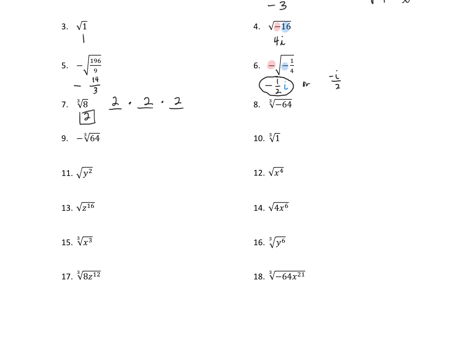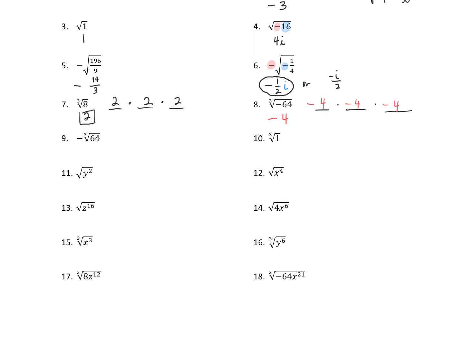Number 8, we want to find something that multiplies by itself 3 times to get negative 64. If you have a cube root, you're multiplying something by itself 3 times. 3 negatives would make another negative, so this is not going to be an i. You only get an i when you have a negative under the square root, not the cube root. So this will be a negative, and in fact it's a 4. 4 times 4 times 4 is 64. So the answer to number 8 is negative 4.